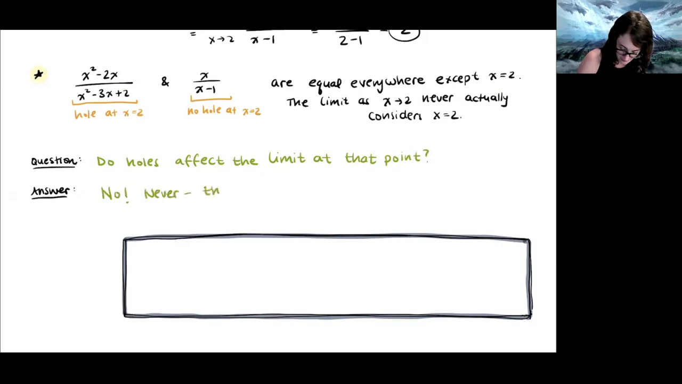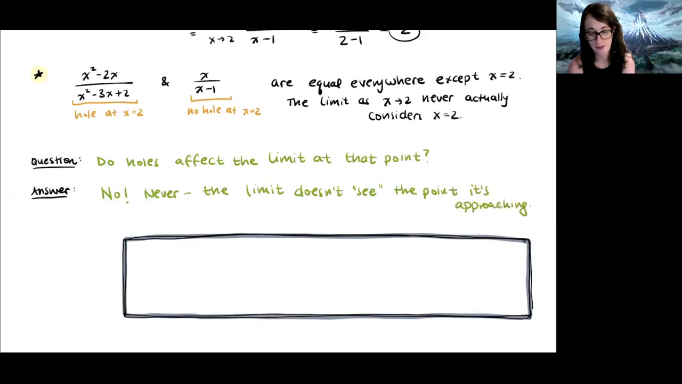The limit doesn't see the point that it's approaching. We just get closer and closer and closer, but never actually get there. So in symbols, this idea can be summed up like this.